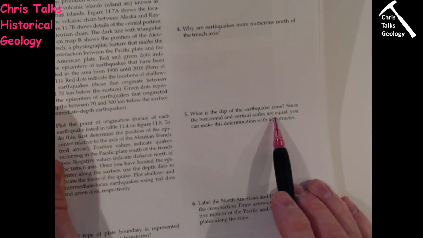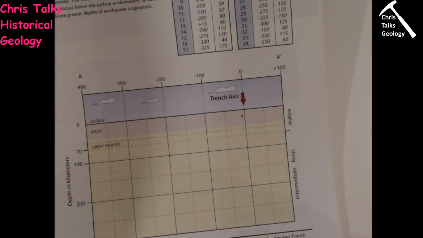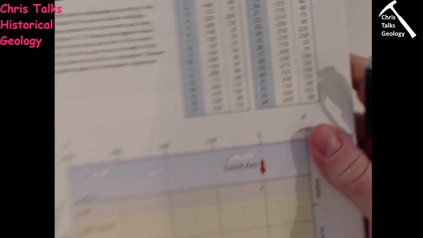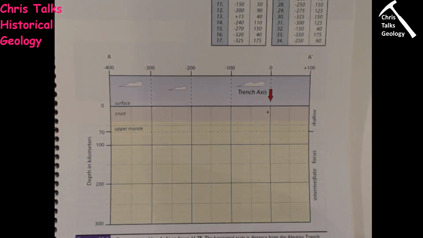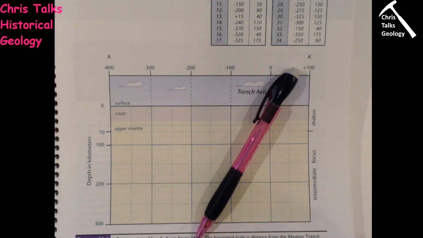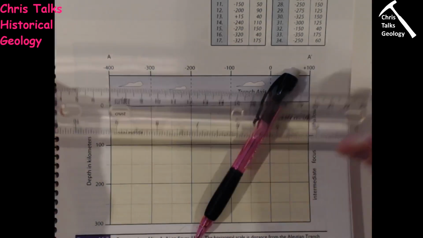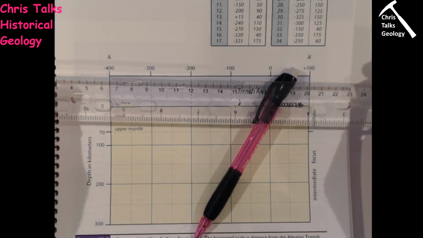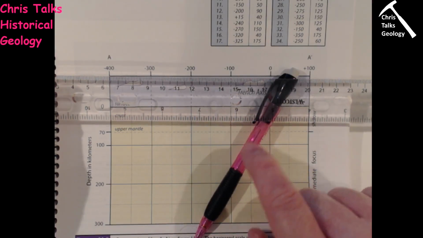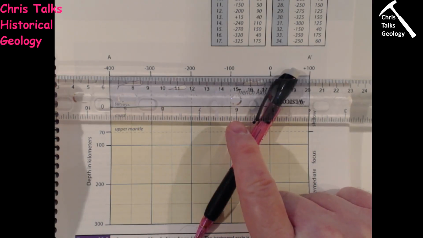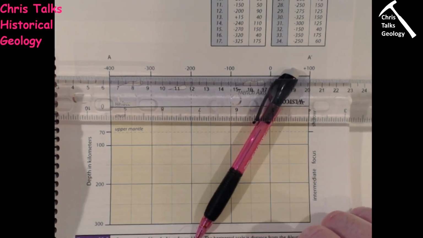On to question 5. What is the dip of the earthquake zone? Well, if you remember, a dip essentially is just an angle off the horizontal. So, once we've drawn our data points on, let's just say for argument's sake our data points are dipping like that. Obviously the dip is going to be, here's our imaginary horizontal line marked out by the ruler. Our dip is going to be the angle between our horizontal line and our dipping data points. What's this angle going from here to here? And it's probably going to be about 45 degrees based on the angle of my pencil.